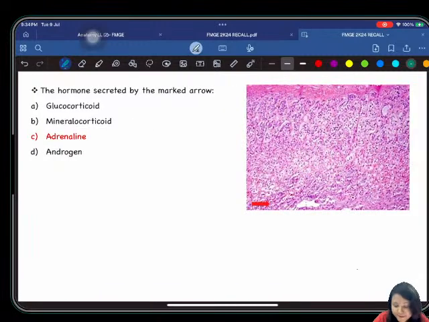Okay, now the next question on histology was this slide which was of your adrenal gland. Okay, this was a slide of your adrenal gland.